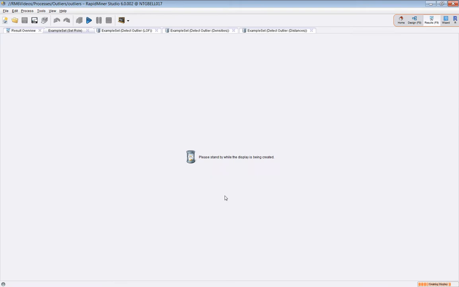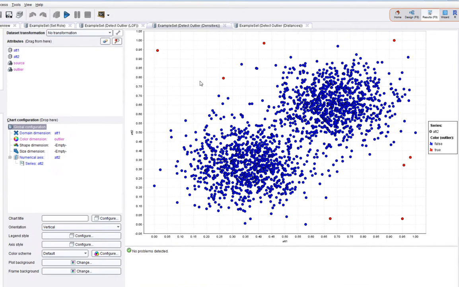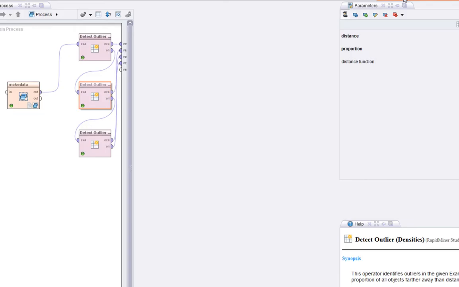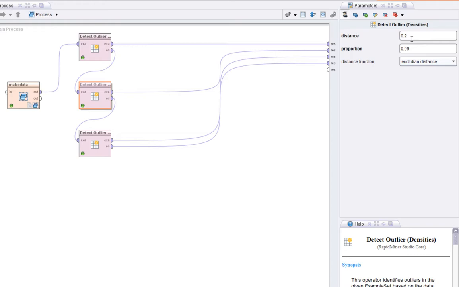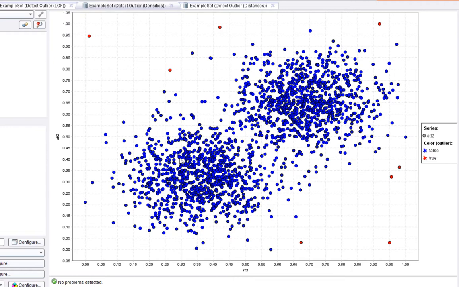Look at this. So now this is the advanced view of the same data with, if you recollect, the distance of 0.2, proportion 0.99. So the way to think of this is, if for a given point 99% of the other data points are greater than 0.2 away, using the distance function, whatever one you select, I've selected Euclidean distance, then the point itself is an outlier.